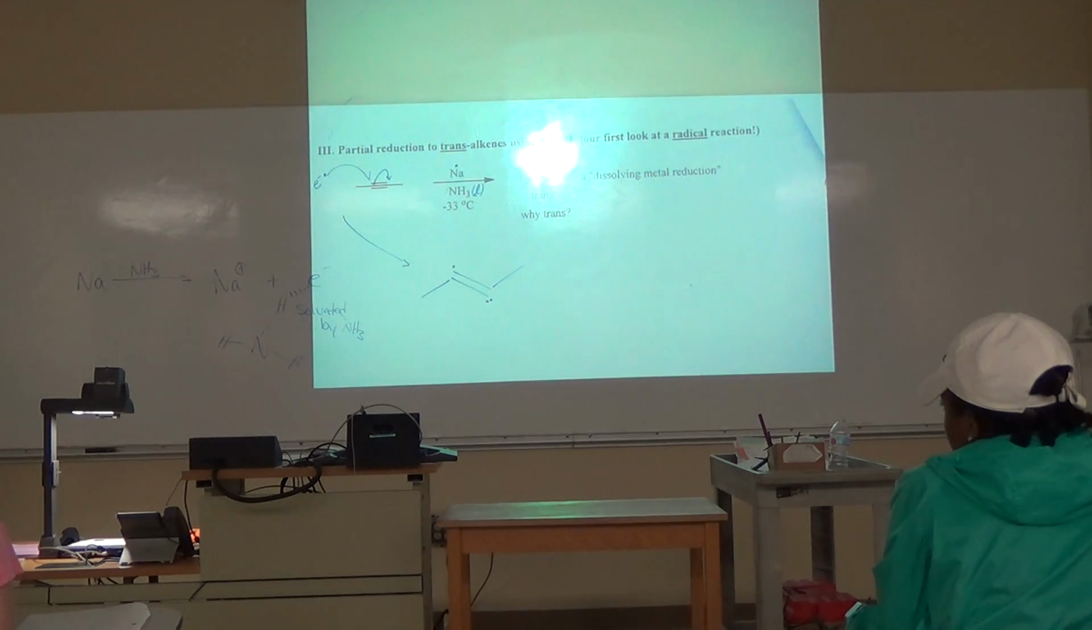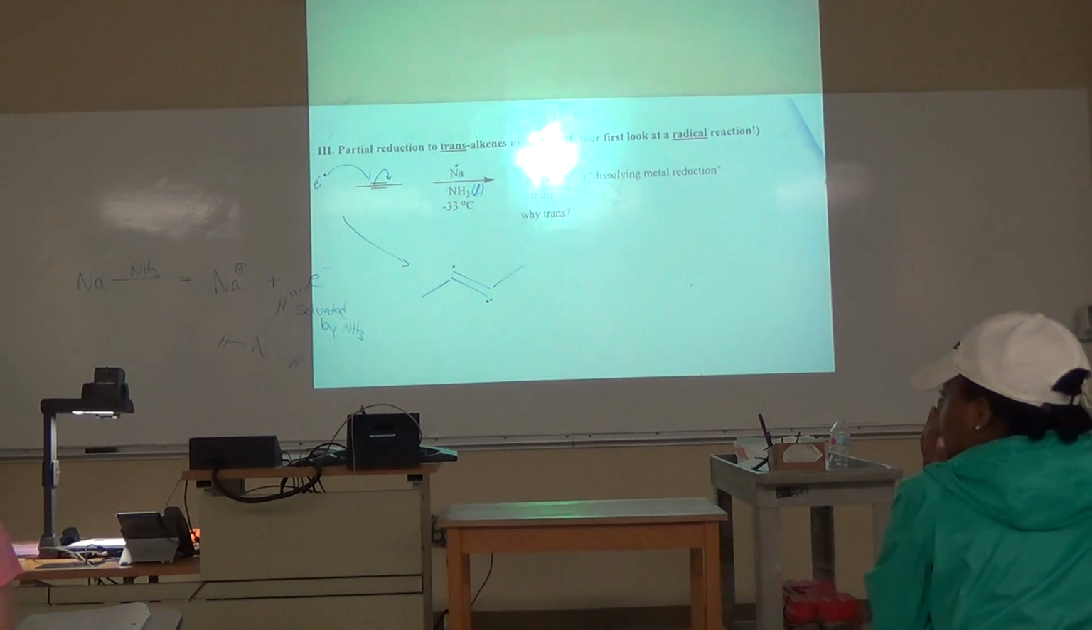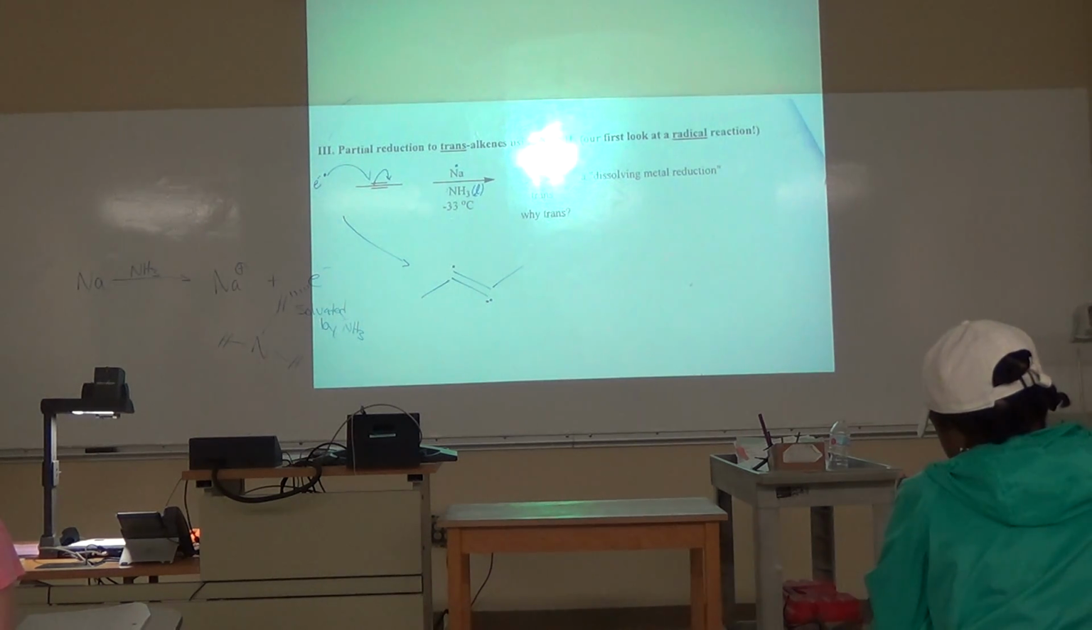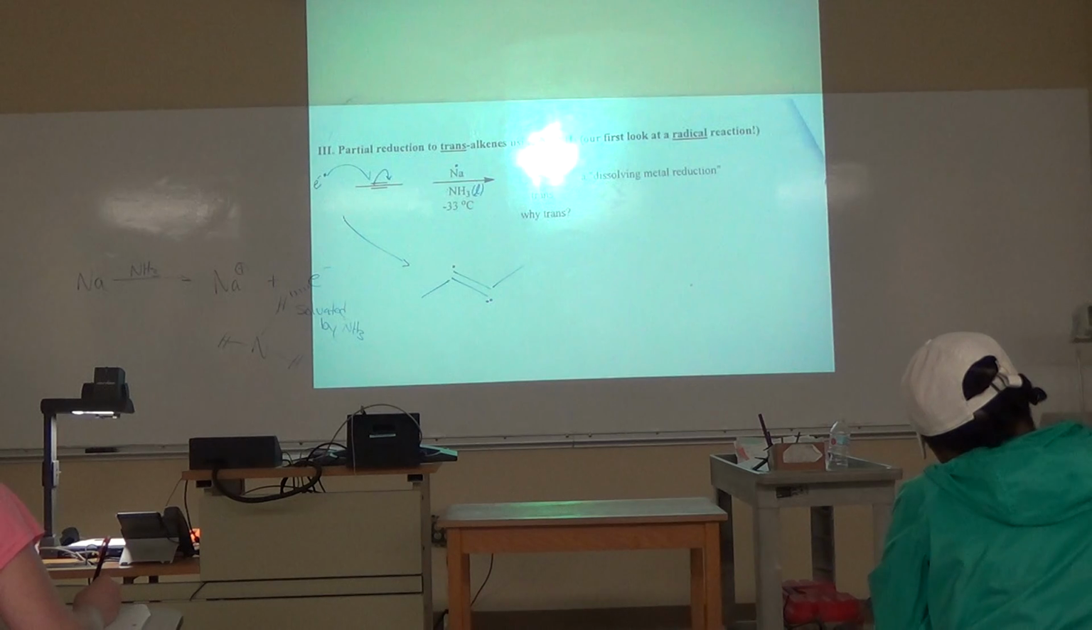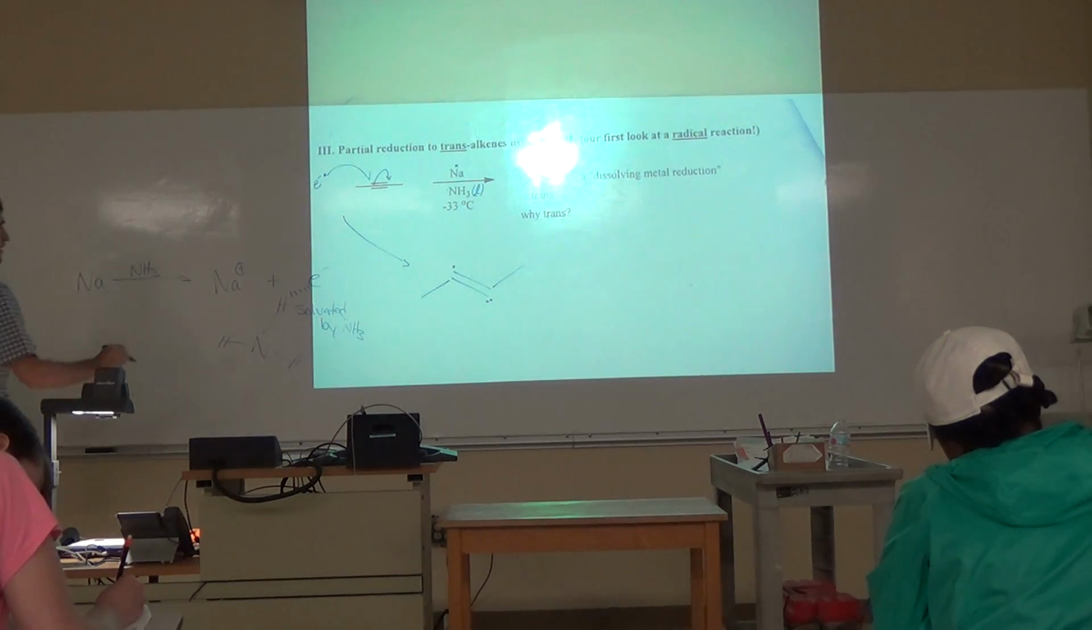It's as simple as it had a choice. And when it has a choice, is it going to prefer cis or trans? Trans. It could do either, but the transition state leading to trans is going to be lower because trans is more stable. Well, we're missing charge here.